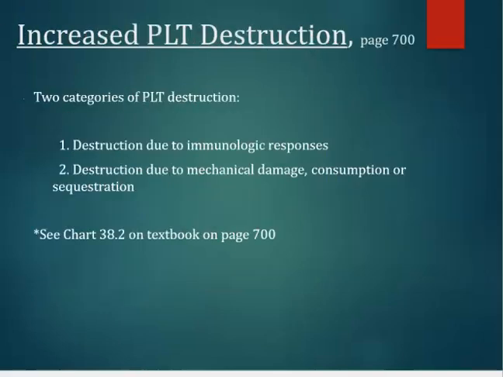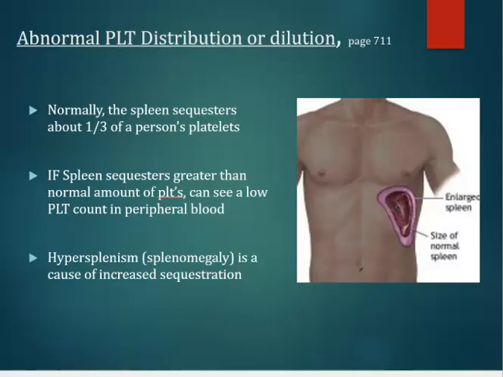There's a couple of reasons why the body usually has increased platelet destruction, and these are destruction due to immunologic responses and destruction due to either just mechanical damage within the body, or consumption, or sequestration within the body. These are the reasons that the body has increased platelet destruction usually.